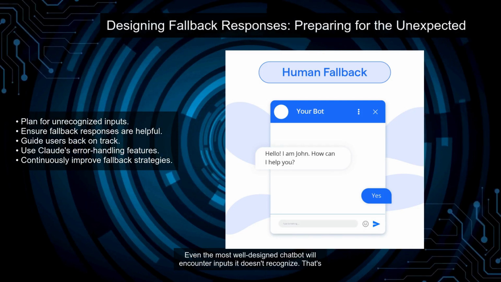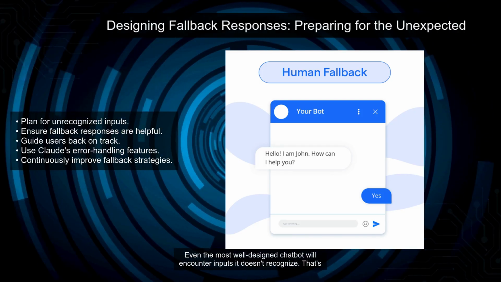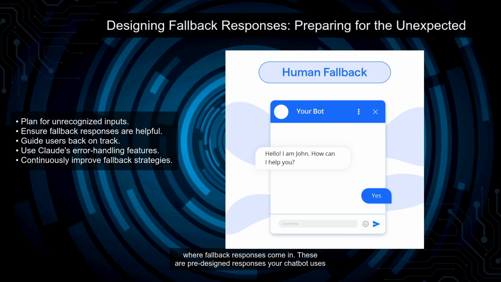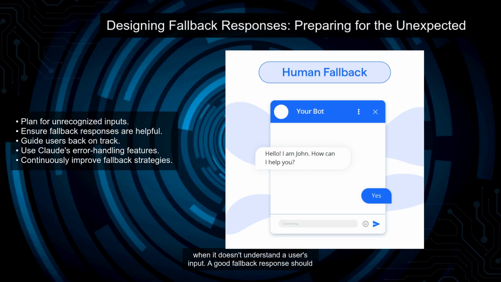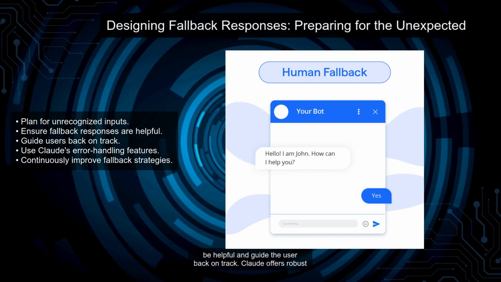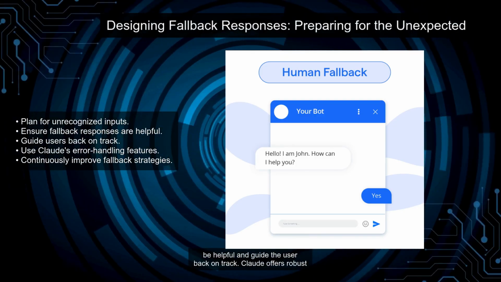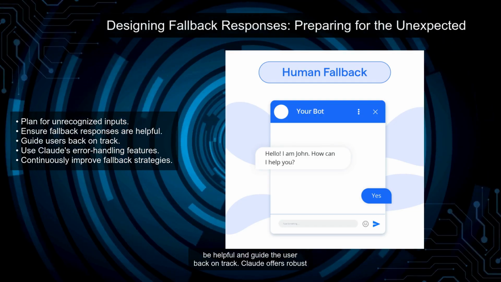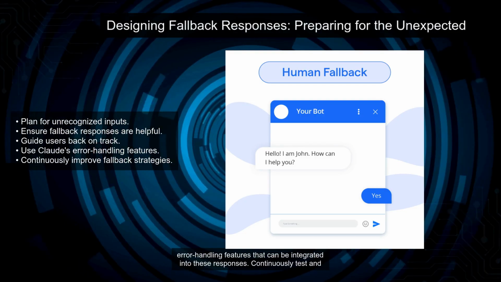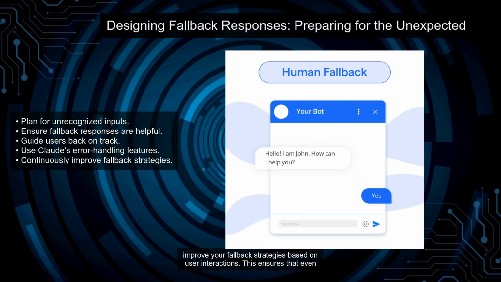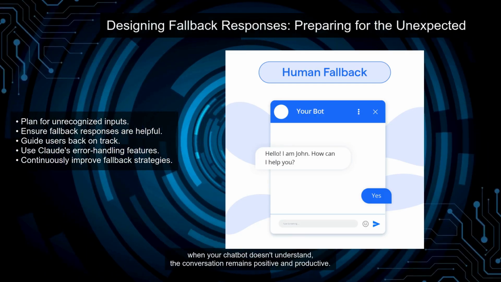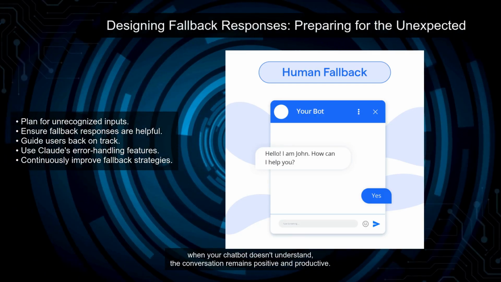Even the most well-designed chatbot will encounter inputs it doesn't recognize. That's where fallback responses come in. These are pre-designed responses your chatbot uses when it doesn't understand a user's input. A good fallback response should be helpful and guide the user back on track. Claude offers robust error handling features that can be integrated into these responses. Continuously test and improve your fallback strategies based on user interactions. This ensures that even when your chatbot doesn't understand, the conversation remains positive and productive.